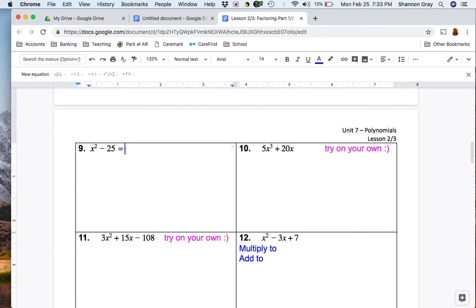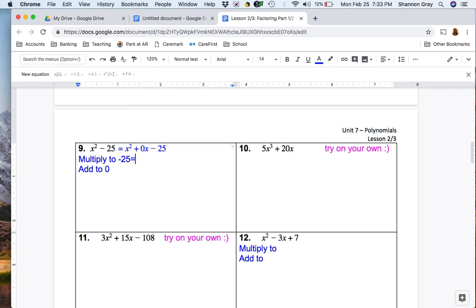Looking at number 9, we have something that looks a little funky. We have an x squared term and we have a constant term, but no x term. So I want to rewrite that so I can see 0 x's. I still want to be able to see what that middle coefficient would be. So I know that I'm multiplying to -25 and adding to 0. Well, the only option there, they have to be equal and opposite.